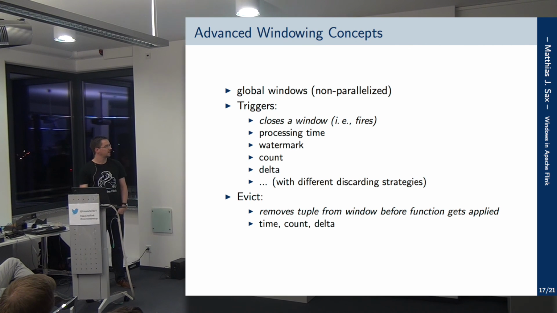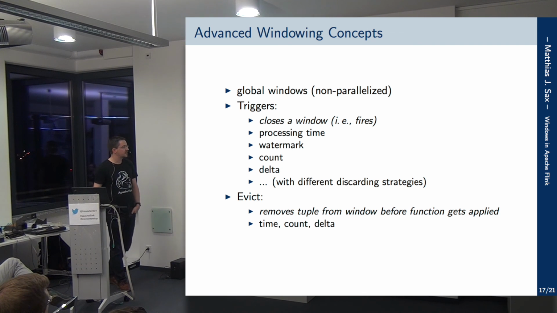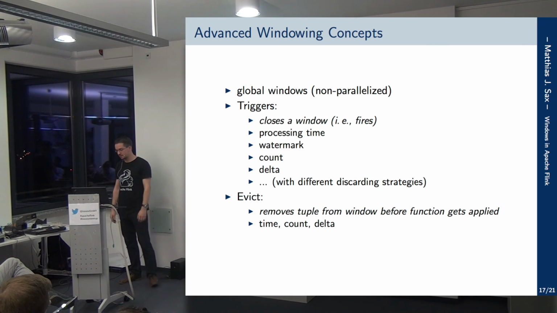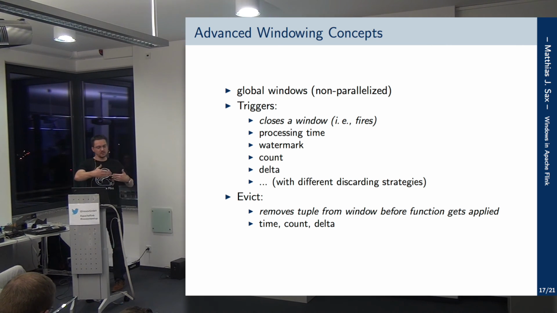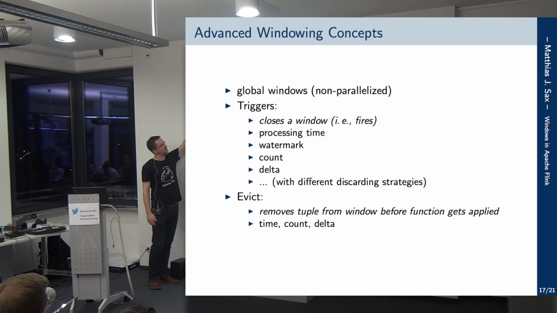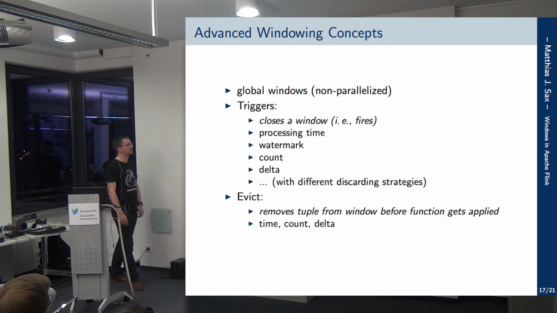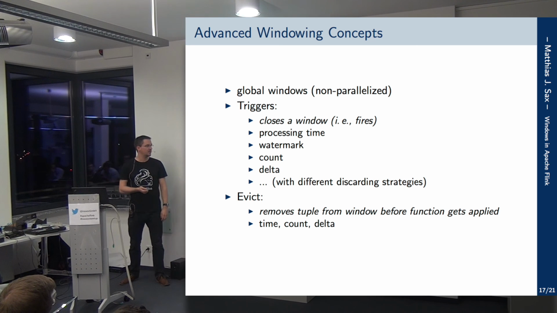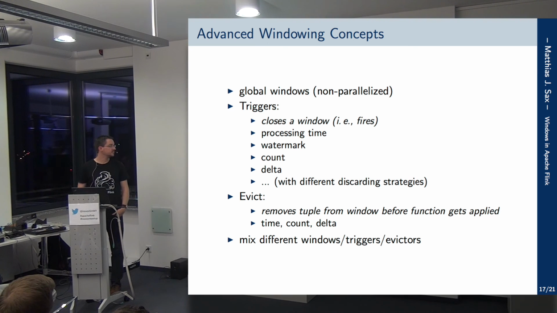powerful. And the next thing is something that is called an evict strategy, and that can be applied before the window function is applied and can remove tuples there. So you say, I build up my window, and at some point in time the trigger fires the window and closes it, so you want to start the computation, but before you really do your computation with your UDF, the evictor removes some data in the window, and this can also be time-based, count-based, or delta-based.